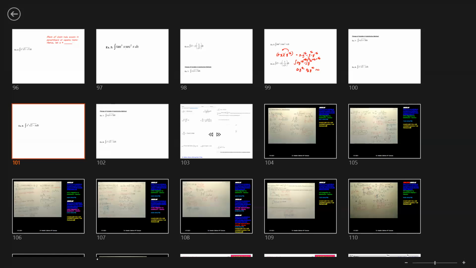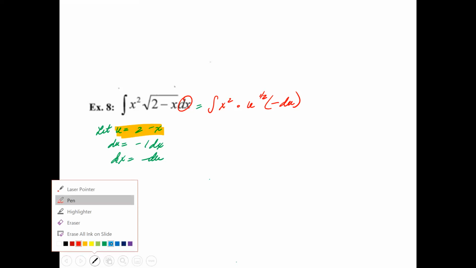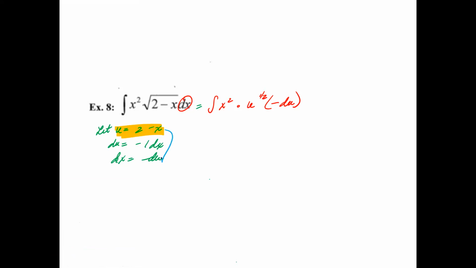So once again, if you're stuck on this one, you want to go back to the u substitution, which is right here. And then what you want to do is solve for x in terms of u. So I'm going to try to solve for x in terms of u. That'll give me a negative x is equal to u minus 2, positive x equals 2 minus u.